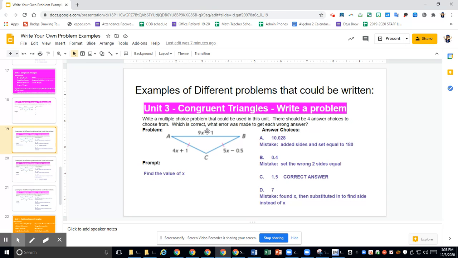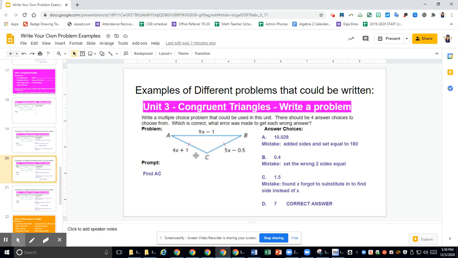Things you could do wrong that I see all the time: kids add these three together and set them equal to 180, because instead of the angles equaling 180, they're confusing them with the sides. Maybe they set the wrong two equal to each other. Maybe they found x is 1.5 and then plugged it in and found the actual length here was 7. Okay, so they did find x, they just stayed on that train too long, right? They didn't get off when they were supposed to get off.